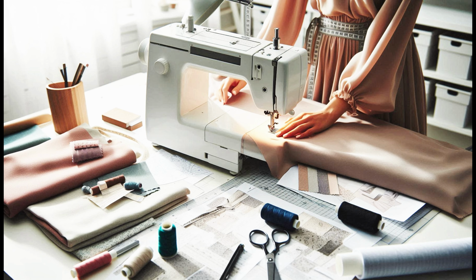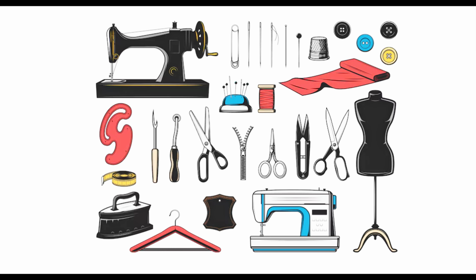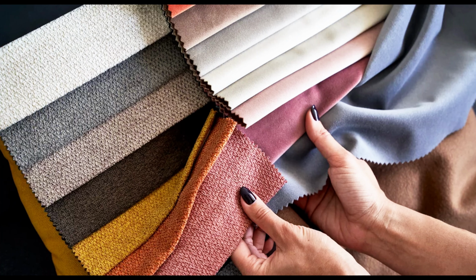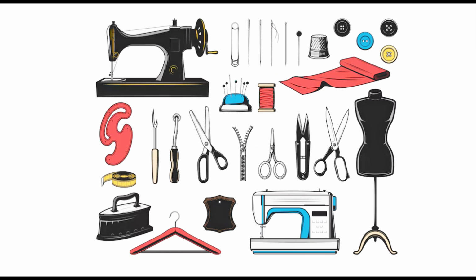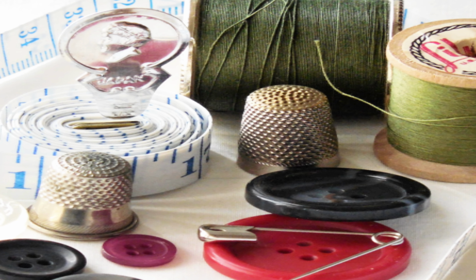Step 2. Get the right tools. Once you've chosen your course, it's time to gather the tools you'll need. Most fashion design courses will require you to have basic materials like sketchbooks, pencils, fabric samples, a sewing machine, and design software like Adobe Illustrator or CLO 3D. You can start small and build your toolkit as you progress. If your course has digital elements, make sure you have the right software installed and ready to go.